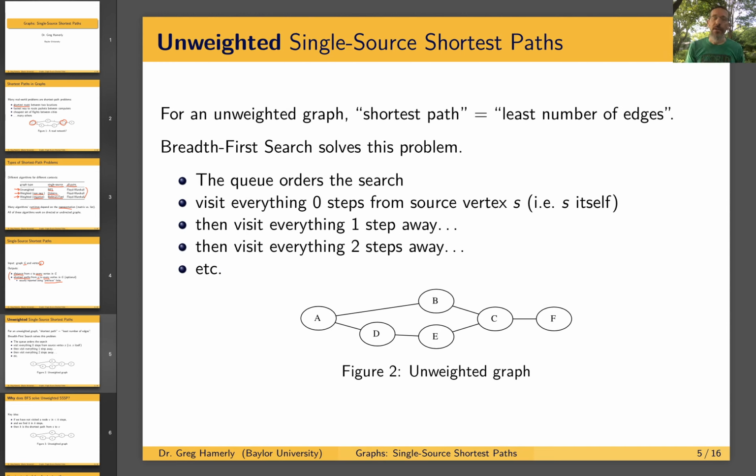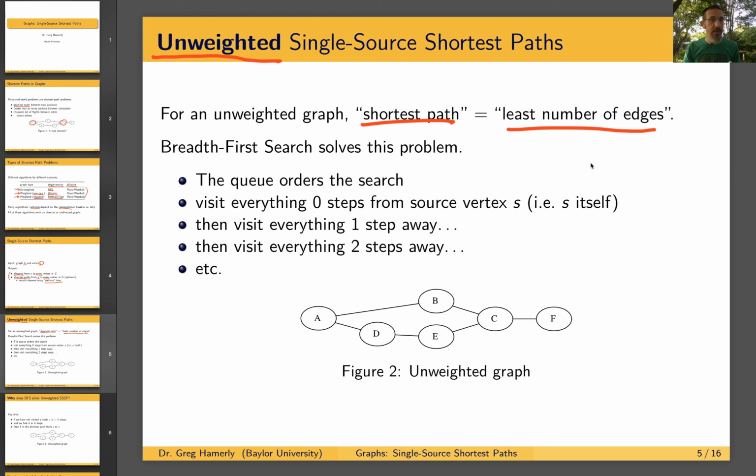Now, let's tackle the first problem. The first context is if we wanted to find the shortest path between the source and every vertex in an unweighted graph. In this context, shortest path means least number of edges because there are no weights in our graph. Or if there are weights, we're just ignoring them. Another way of thinking about this is that every edge has the same cost, say 1. But at any rate, we're just counting the number of edges.